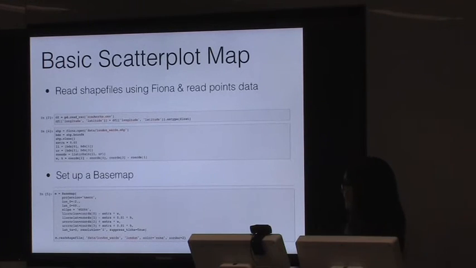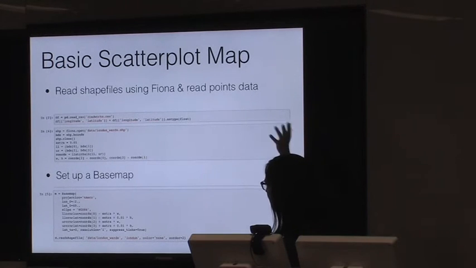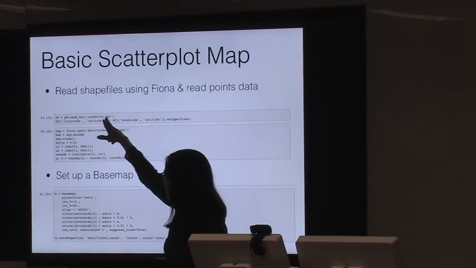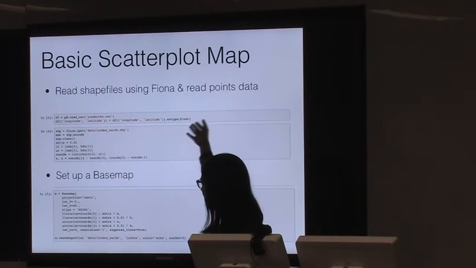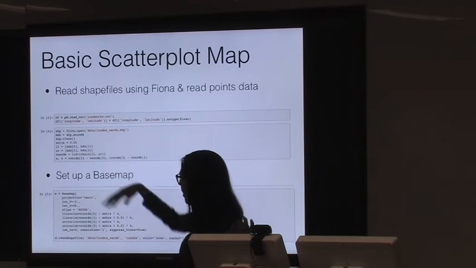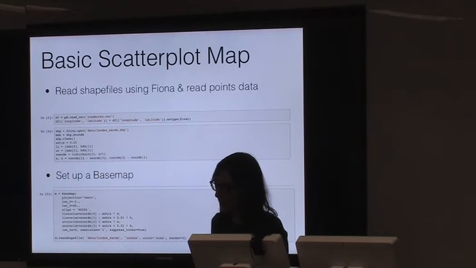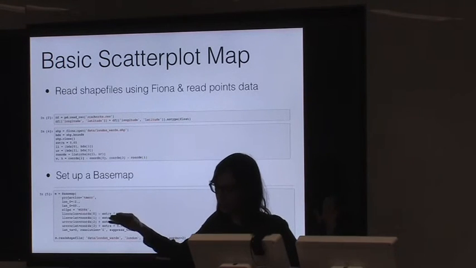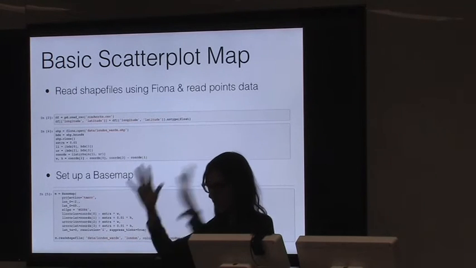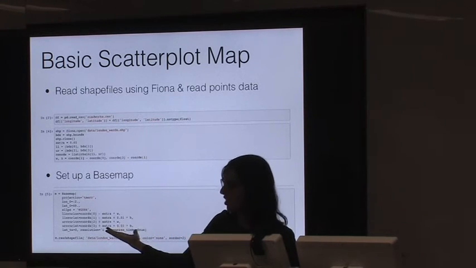This is how you do a basic scatter plot map. You read shapefiles using Fiona, and you read the points data. All the JSON that I pulled in, I just dumped to a CSV and then reread it. From Ordnance Survey you can find literally all shapefiles about London, from the borough level to the ward level to the tiny neighborhood level. So every single thing, and you can go and play with them.